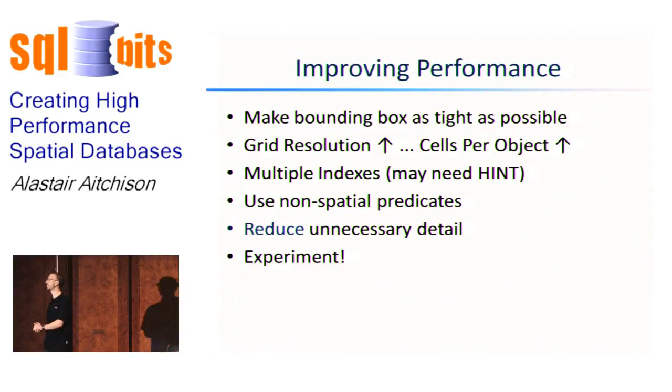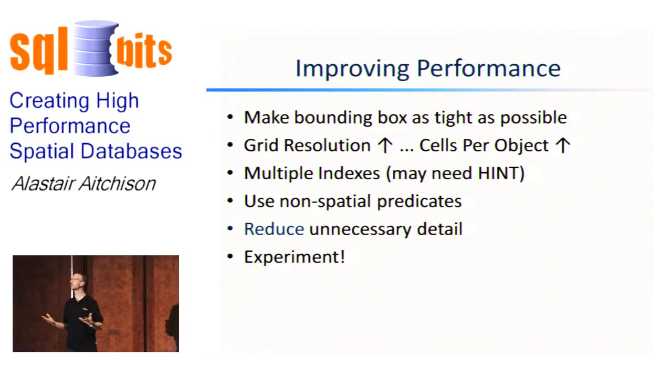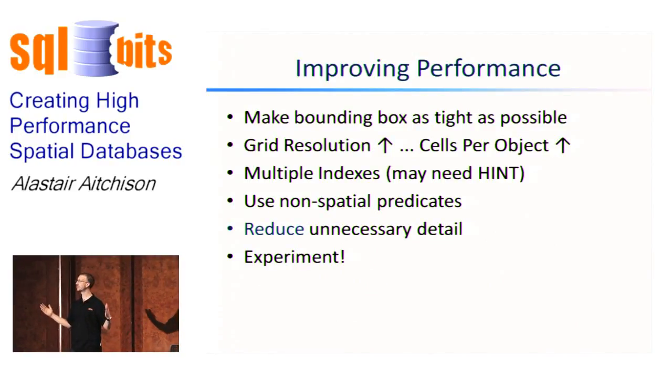Practical tip, how do you improve performance then? So you make the bounding box as tight as possible. If you shrink the bounding box to fit very tightly over your table of data, each individual grid cell within that bounding box is going to be smaller, and that will be more accurate. Having said that, you don't want to make your bounding box so small that you've got data that lies outside the bounding box, because if you have that, it's not going to be included in your index at all, and therefore you can't get the primary filter of that data.